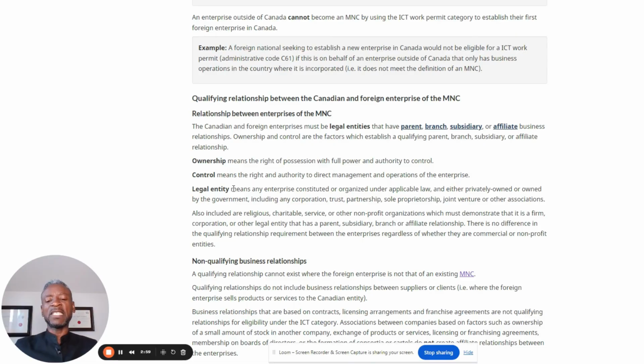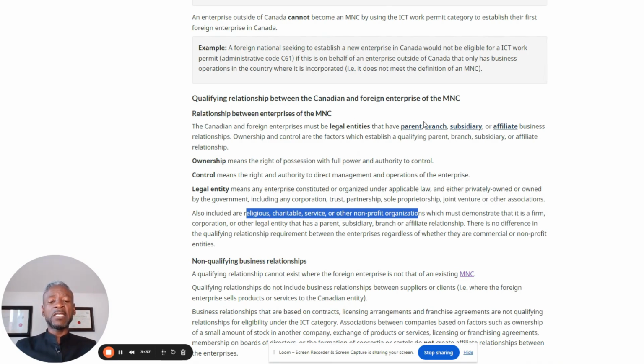A legal entity means any enterprise or organization that has been set up under Canadian law, US law, wherever the company is located, and is either privately owned or owned by the government. This includes corporations, JVs, and so on. It also includes religious and charitable organizations and not-for-profits as well. But ultimately, these are going to be legal entities. So in order for there to be a qualifying relationship, there first needs to be a legal entity.